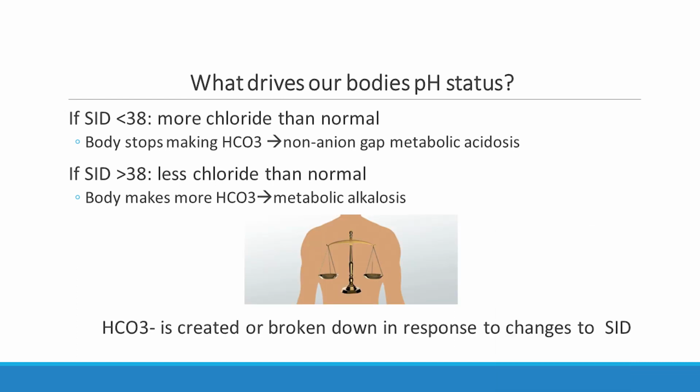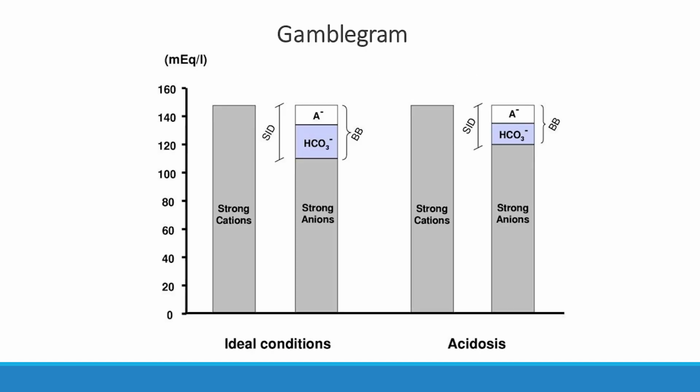Bicarb is created or broken down in response to changes in SID. So as your body is being changed by these independent variables, the bicarb is going to change because it's the dependent variable with it. So focusing on what the differences are in the independent variables makes more sense than looking at the dependent variable.